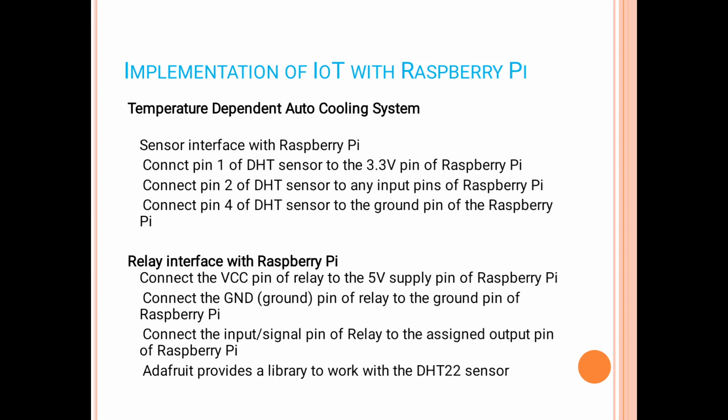Temperature dependent auto cooling system. Sensor interface with Raspberry Pi. Connect pin 1 of DHT sensor to 3.3 volt of Raspberry Pi. Connect pin 2 of DHT sensor to any input pin of Raspberry Pi. Connect pin 4 of DHT sensor to the ground pin of Raspberry Pi.